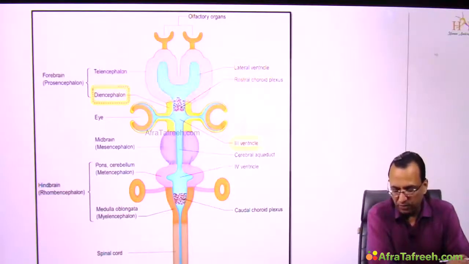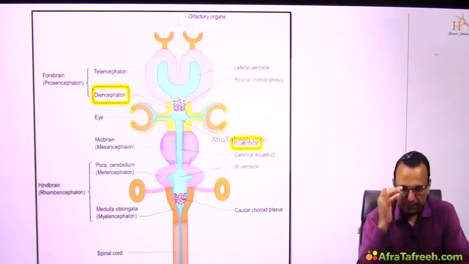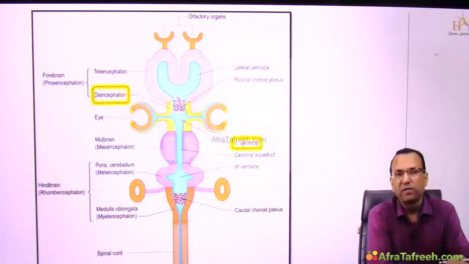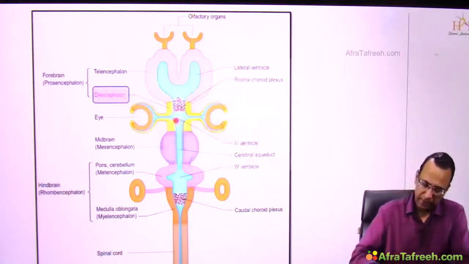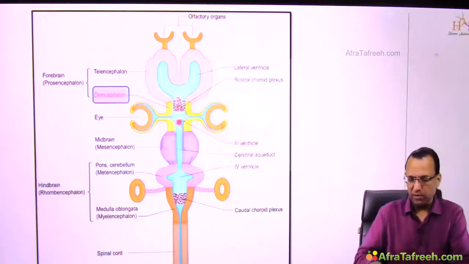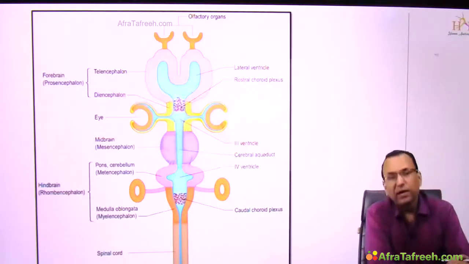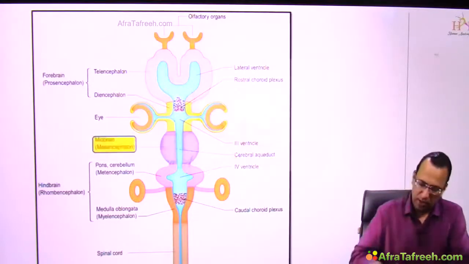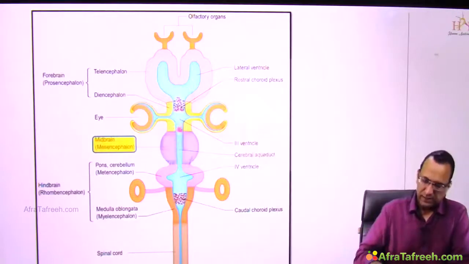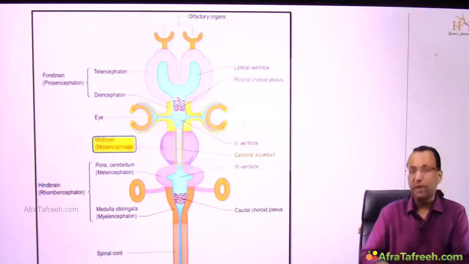What about the diencephalon, which is the thalamus region? Diencephalon is the thalamus region, and that is where we have the third ventricle. The third ventricle is a midline ventricle, and it is the ventricle of the diencephalon. Then what is the ventricle of the midbrain? The ventricle of the midbrain is also a midline ventricle, and it is called the aqueduct of Sylvius. The cerebral aqueduct of Sylvius is the ventricle of the midbrain.